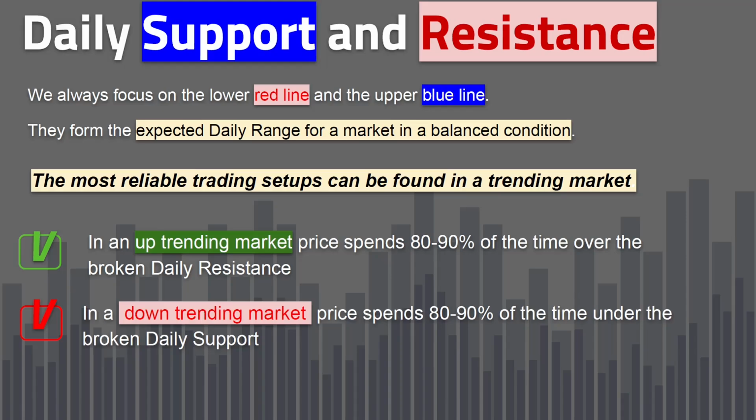Either it gets over the resistance and starts trending up, or it gets under the support and starts trending down. Then the price stays inside the daily range, under the resistance and over the daily support. That normally turns into directionless whipsaw, which is very difficult to trade even for professional traders. So you may make a commitment not to trade such whipsaw market at all.